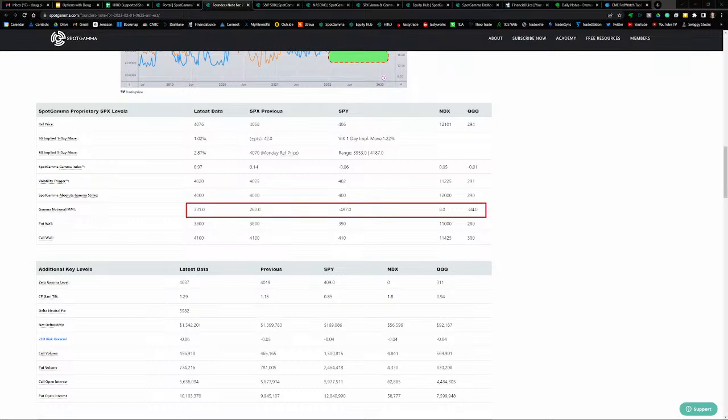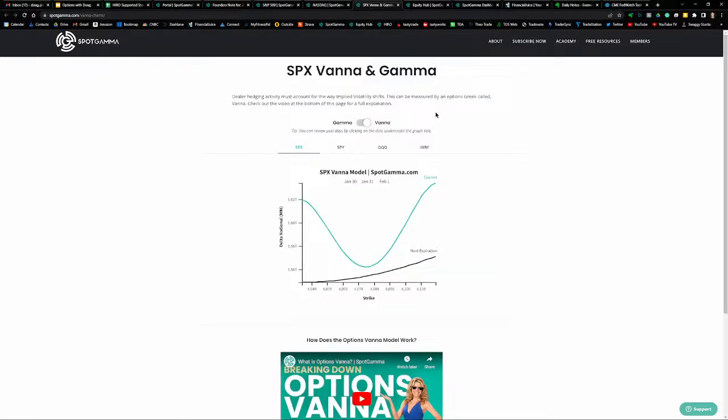All right, let's take a look at the Vanna models, which illustrate this graphically. So here's SPX, and this slope up from left to right is typical for a positive gamma environment. Again, this is showing market makers' delta exposure will increase as price increases. So they will have to sell futures to hedge their delta exposure as price increases.